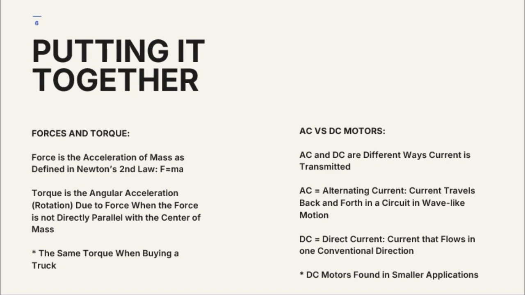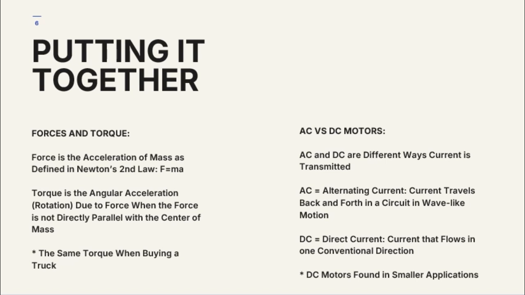Motors work on the principles of current and magnetic fields to create motion through forces and torque. Force is the acceleration of mass as defined by Newton's second law, force equals mass times acceleration. Torque is the angular acceleration, or rotational movement created due to force when the force is not directly parallel with the center of mass. AC and DC are different ways current is transmitted.